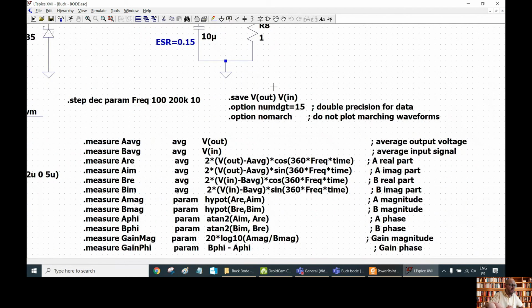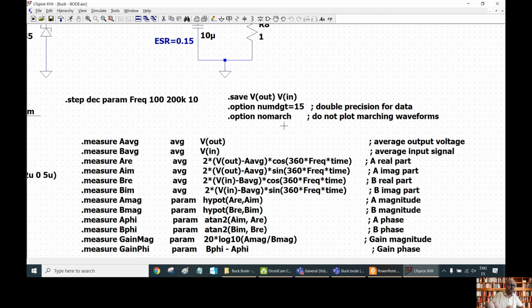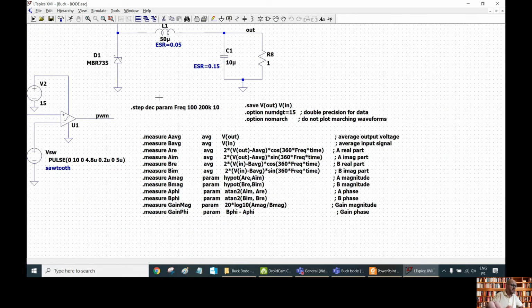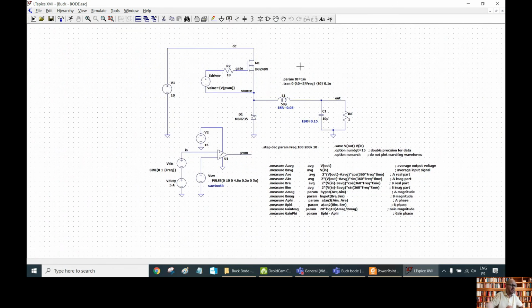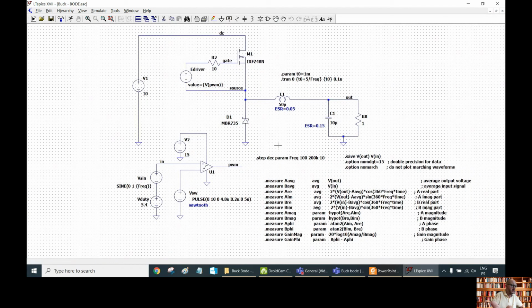Then these other directives are just to save only V out and V in in order to save space and memory. This option here is to use double precision for the data, and then option no march is just to not plot the waveforms online with the simulation. Okay, so this is our circuit.